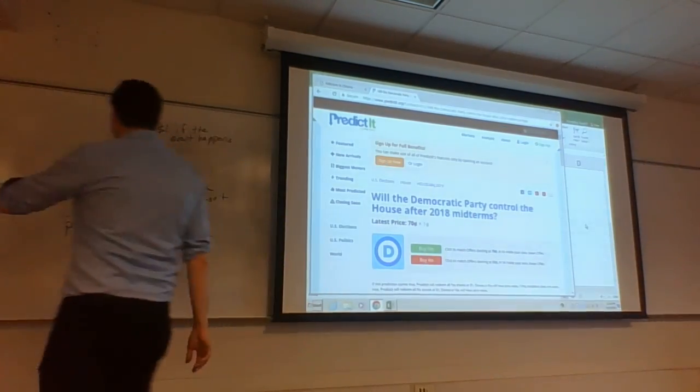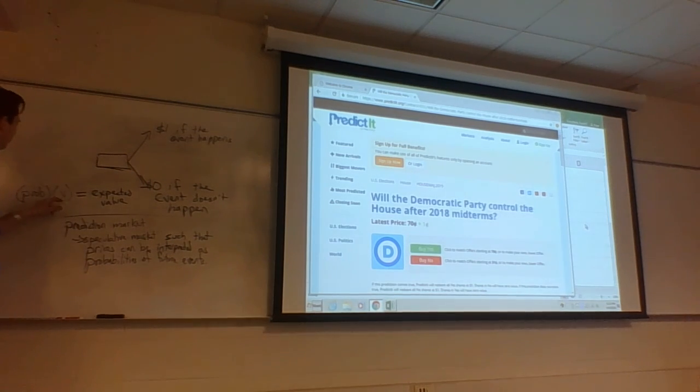By the way, there used to be one called InTrade that used values of 10 instead of 1. So obviously the prices will be 10 times as large, but you would still read them as probabilities.